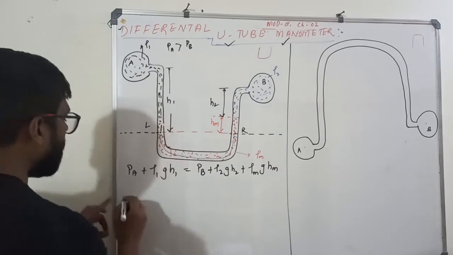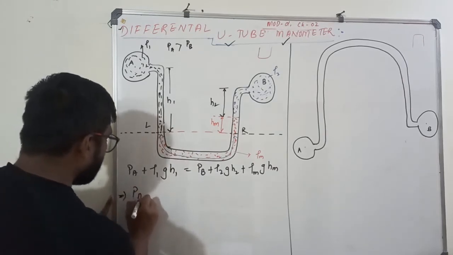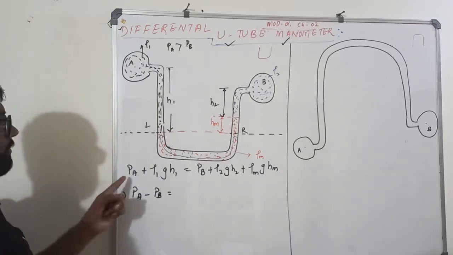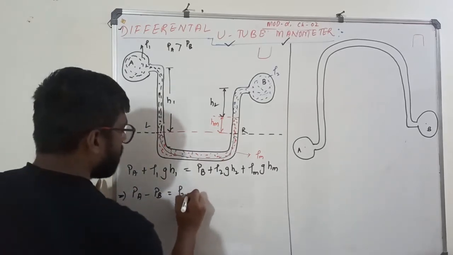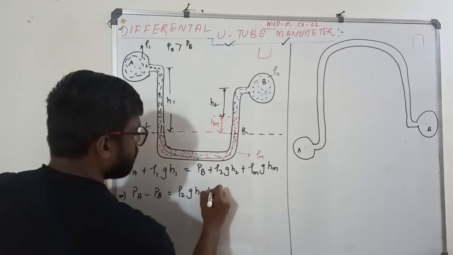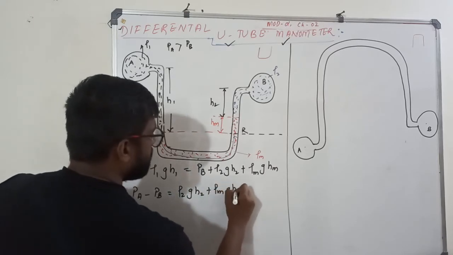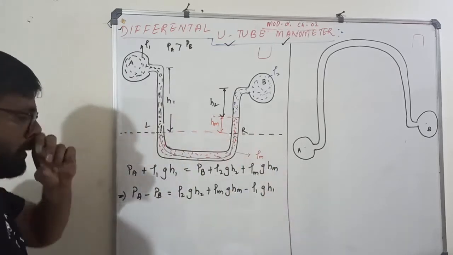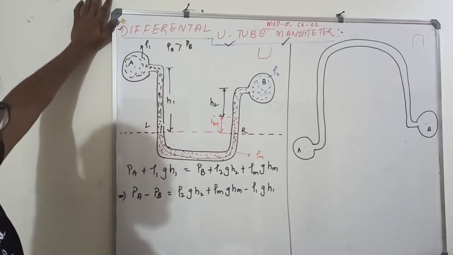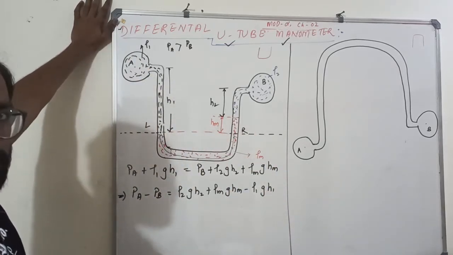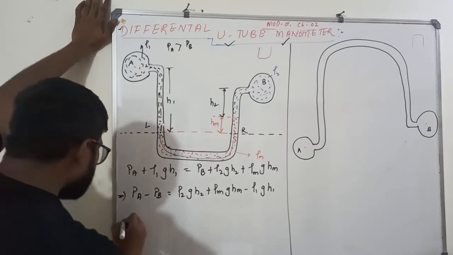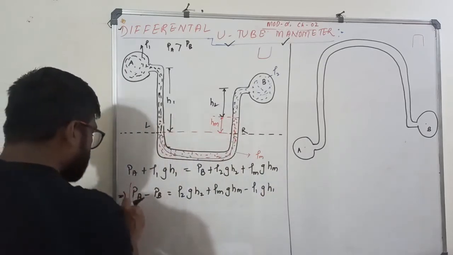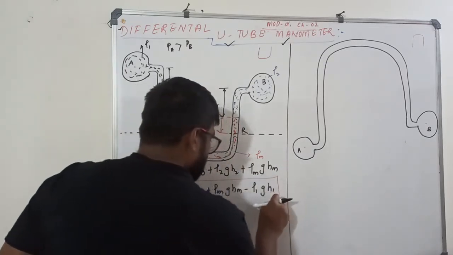Correct. Now I need the difference in pressure, that is PA minus PB. So what I got: PA minus PB equals Rho2 G H2 plus Rho m G Hm minus Rho1 G H1. Okay? Understood? This is my equation, this is my difference in pressure. I already got my desired equation.